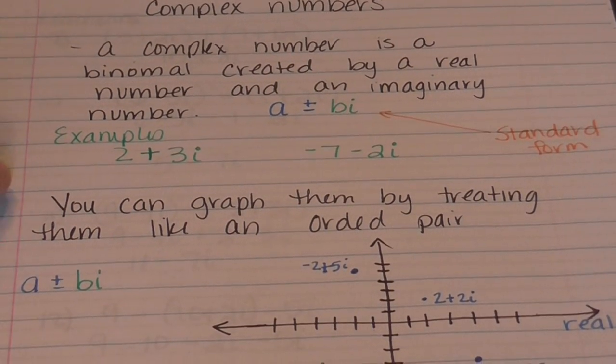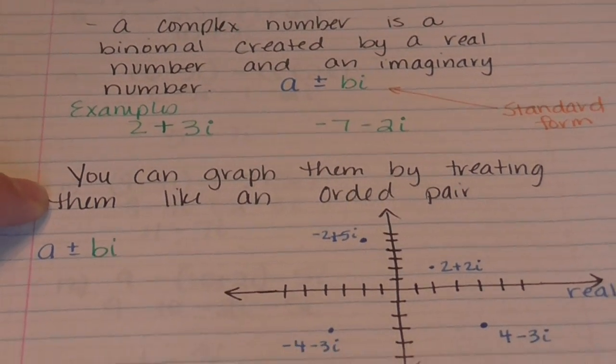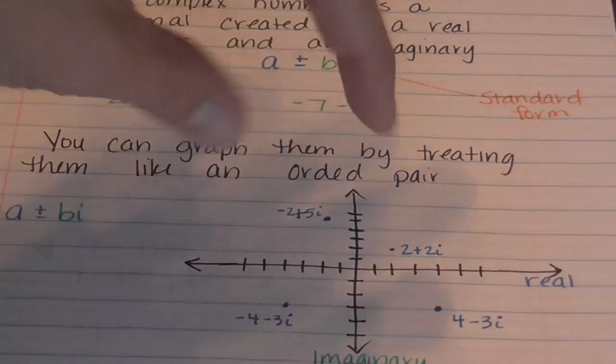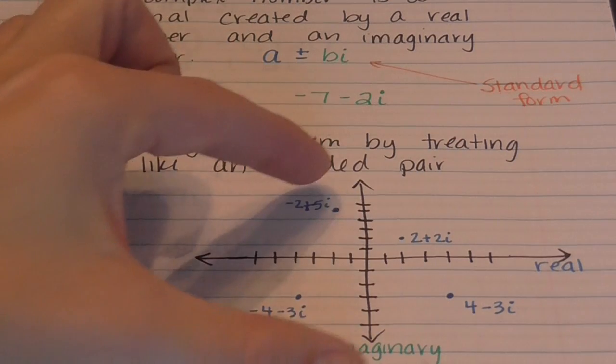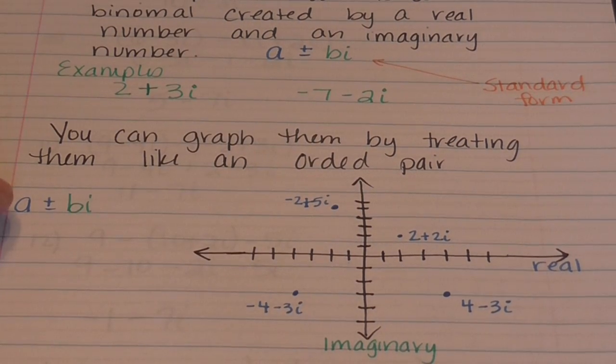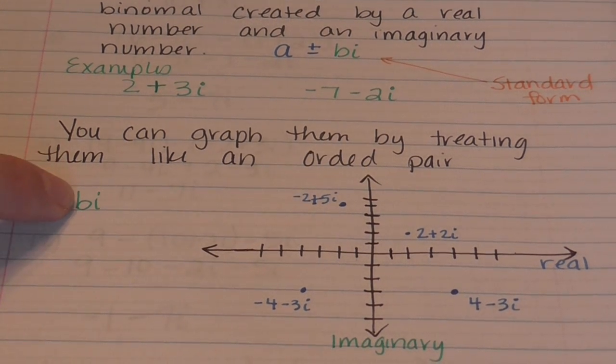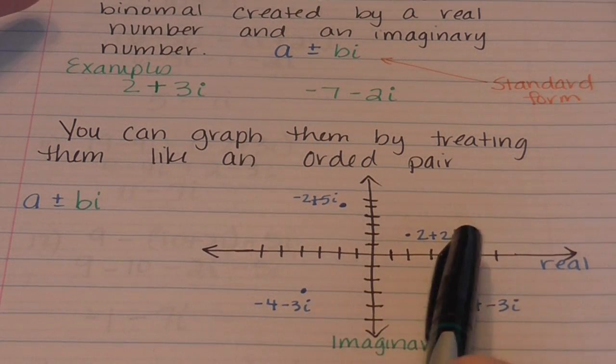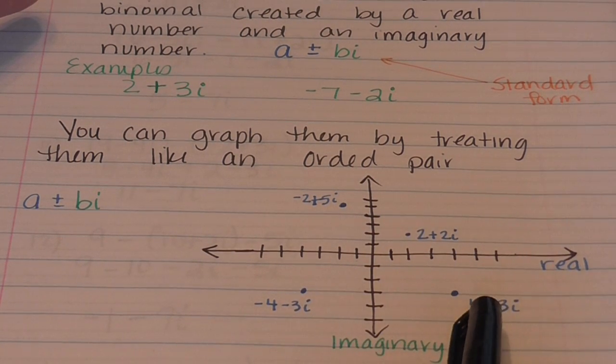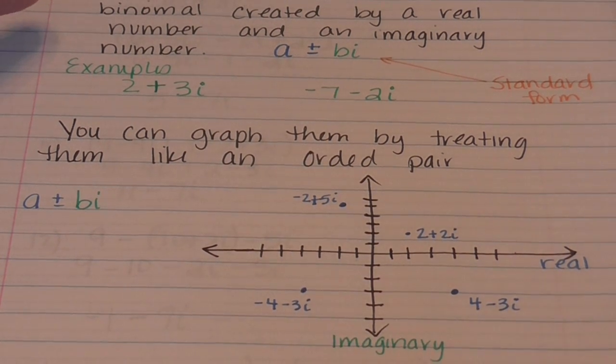So you can graph them by treating them just like they're an ordered pair. I'm going to put my real axis as my x-axis, my imaginary axis is my y-axis. So a plus bi, this is how far I move left or right, depending on if it's positive or negative, and this number is how far I move up or down. So if you look at these points, this is the point 4, negative 3. So 4 minus 3i is how that's graphed. So this is graphing on the imaginary grid.